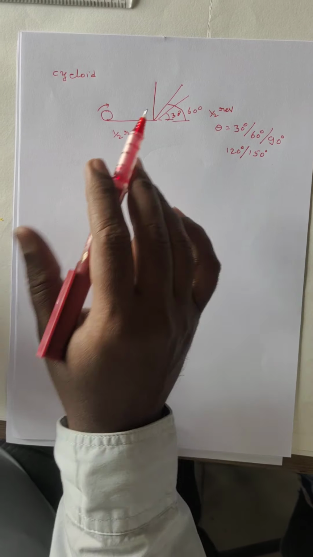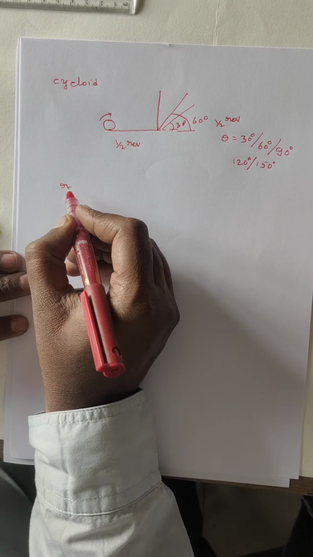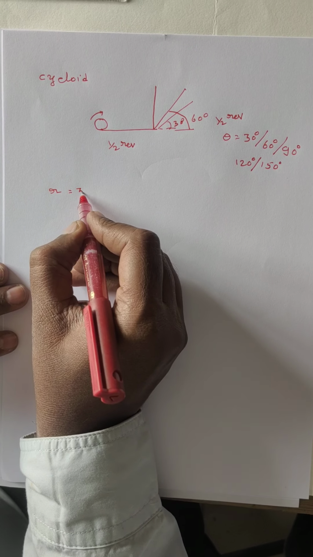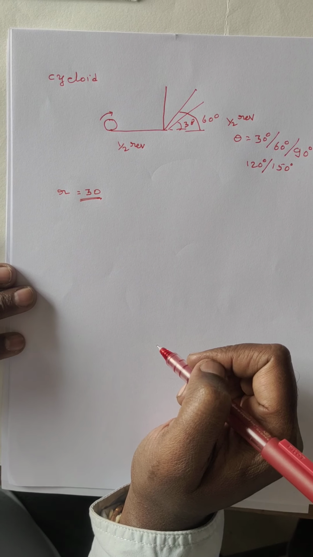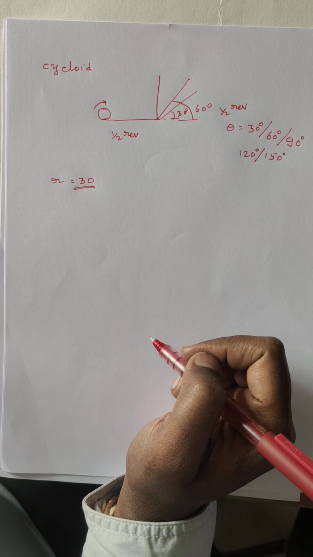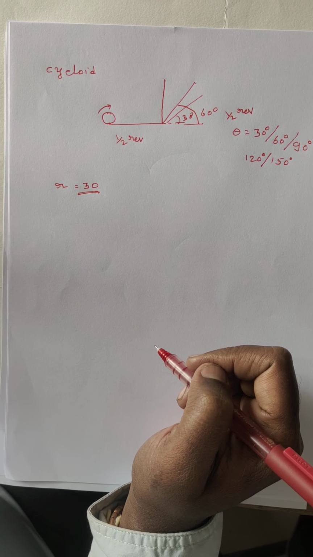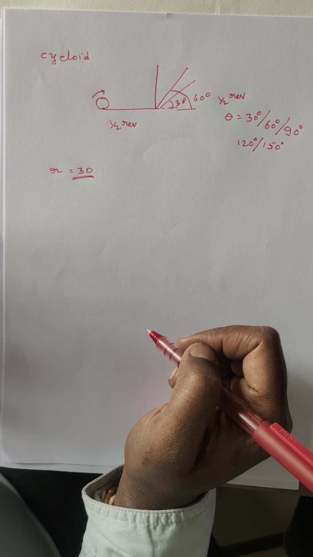So in this case, for example, in our problem, let us consider the radius as 30 mm. Remember, for 30 mm only I am giving the calculation. If the radius is 25, you have to change according to that. Don't memorize these numericals while drawing it. So 30 mm I am taking in this problem.